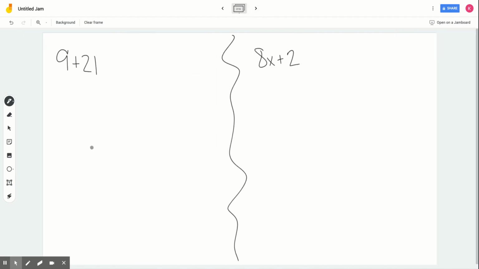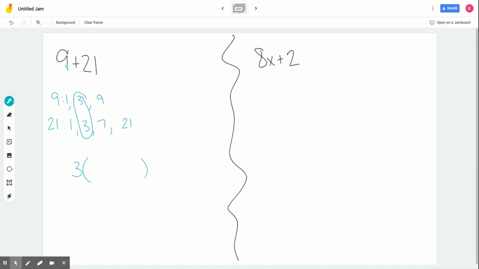So on the first problem, 9 plus 21, we want to start by writing the factors of all of the numbers. So we can make a 9 by 1 times 9 or 3 times 3. So my factors would be 1, 3, and 9. I can make a 21 by using 1 times 21 or 3 times 7. So now that I know my factors, I can see that 3 is the greatest common factor. So we put that on the outside of the parentheses.